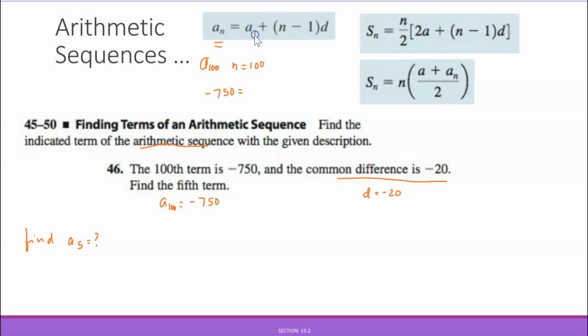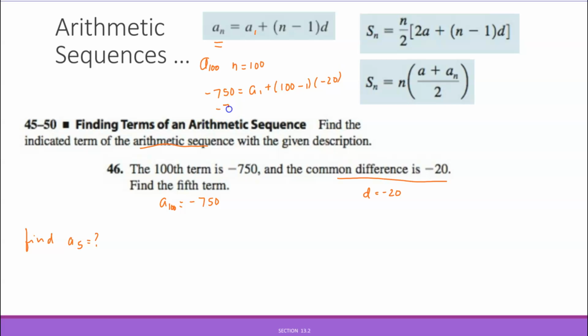We don't know the first term. We hadn't been given that. So A1. N we said was 100. That's how we got to plug in negative 750 because it was the 100th term. And we do know a common difference of negative 20.